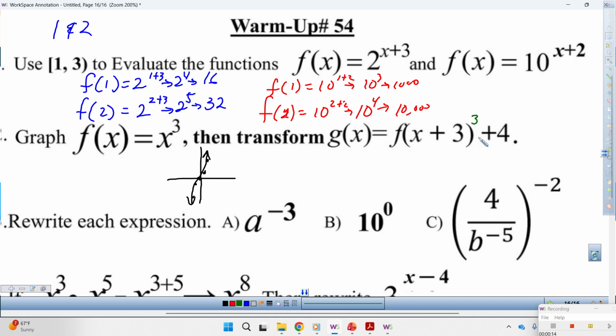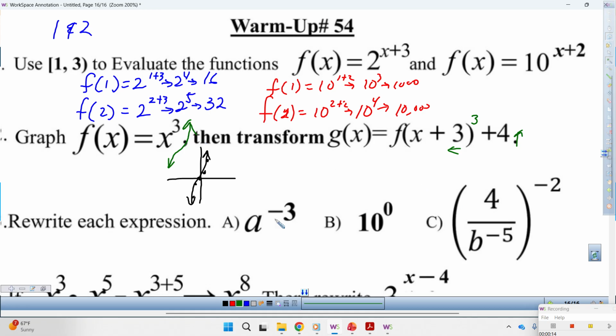All right, good communication. Let's go with Jaime. Where are we going to move that to? Left 3, up 4. So left 3, up 4. So it's going to be somewhere up here. We good, yeah? Yes, Mr. Q.